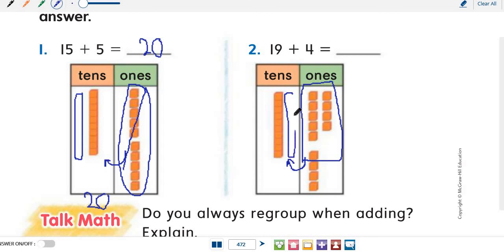So now we have 2 tens and 3 ones. Since we regroup these ones, we will not count them up again. So 1, 2, and 3. So 23. So 19 plus 4 equals 23.